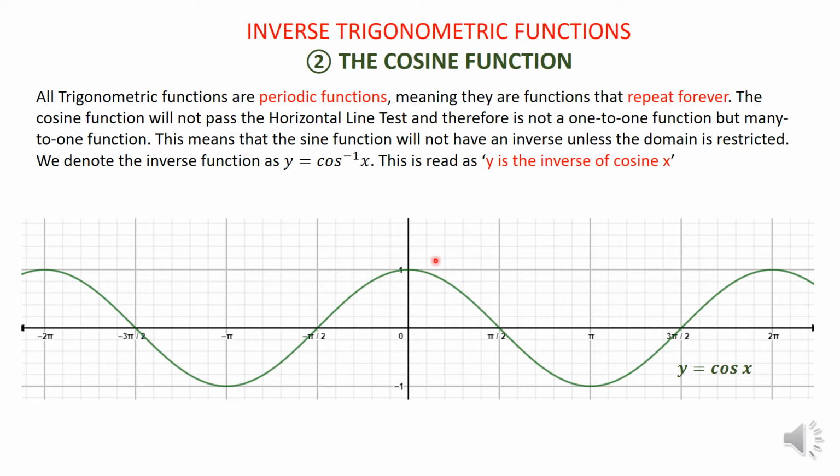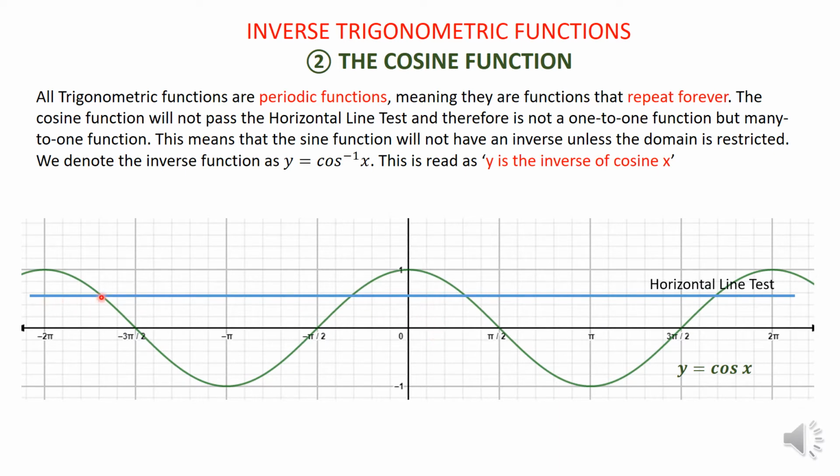Okay, so we're going to deal with the inverse of the cosine function. If we apply a horizontal line test, which we do when we want to test whether a function is one-to-one, or whether the inverse of the function will be a function, you will see that it cuts at numerous places. So the inverse of this particular function is not a function. We need to restrict the domain so that we only work with the conventional part. That is what we're going to look at in a nutshell.